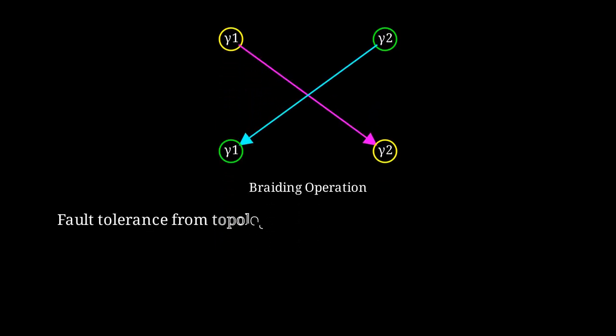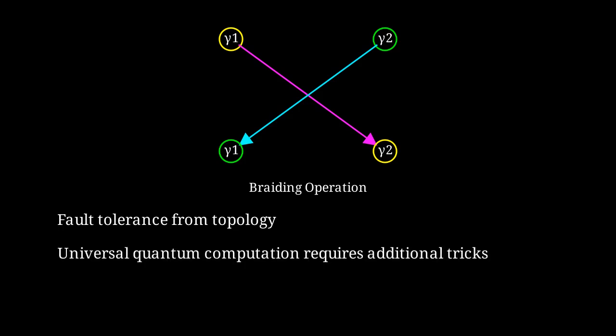The beauty is that small errors in how you move the Majoranas don't matter. As long as the topology of the exchange is correct, the quantum gate is performed perfectly. This is called topological protection of quantum information. I should mention that braiding alone with just Majorana modes doesn't give you universal quantum computation.